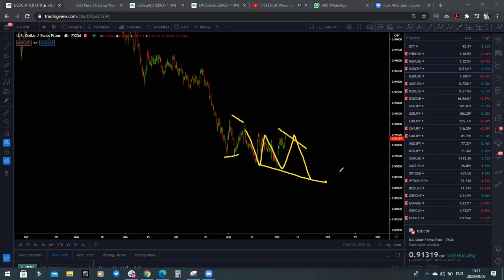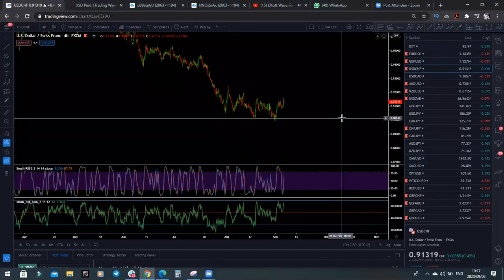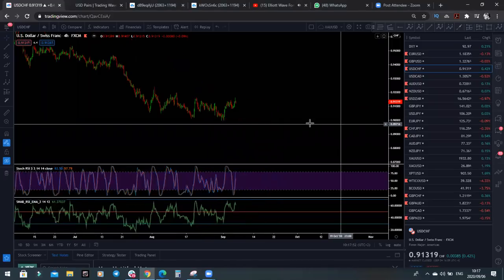Can still build the diagonal, but we need to see if this is going to make a correction here. If we make a correction here, we're at least going to make a 3-wave move. Even that 3-wave move is still going to be a continuation pattern to the downside. We don't have confirmation yet for upside, so let's have a look.